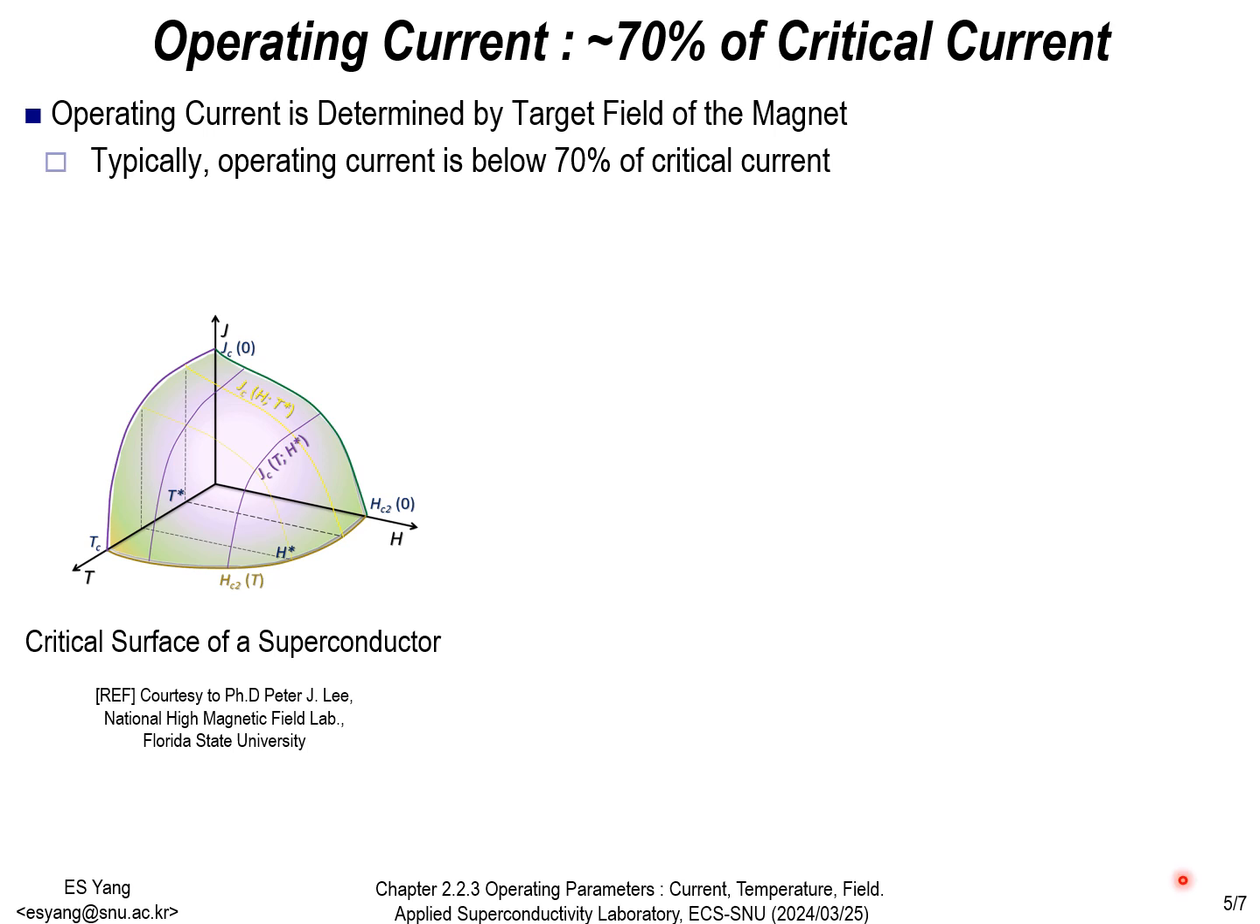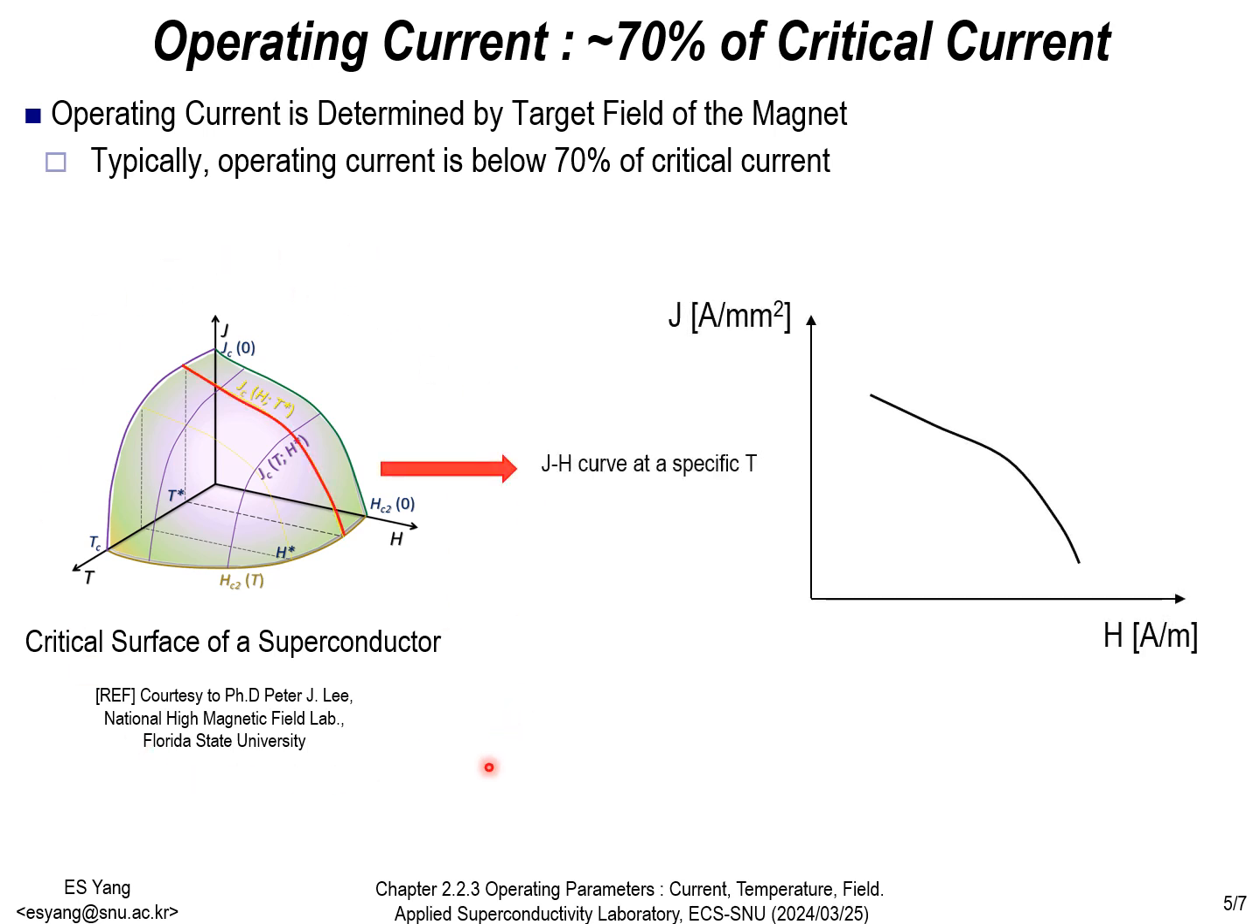Next, let's discuss operating current. The left graph illustrates the critical surface of a superconductor. By considering the aforementioned factors, once the operating temperature is determined, we can plot the graph of critical current versus magnetic field as shown on the right.